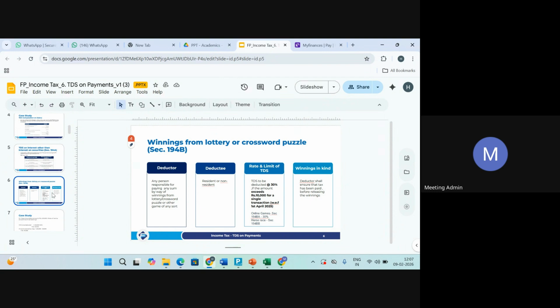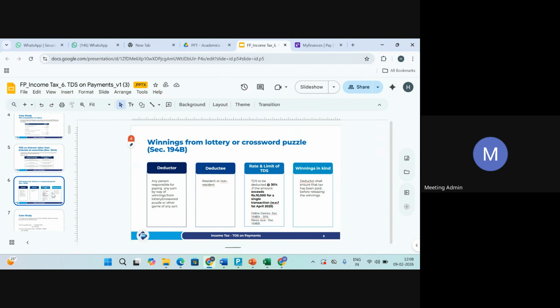So if he gets a lottery, he also has to pay the taxes. You will also be aware of Gilli Nata from Big Boss. He also got 50 lakhs, but he also has to pay taxes, because that is all entertainment purpose. They will deduct a certain amount from the total amount and pay it.